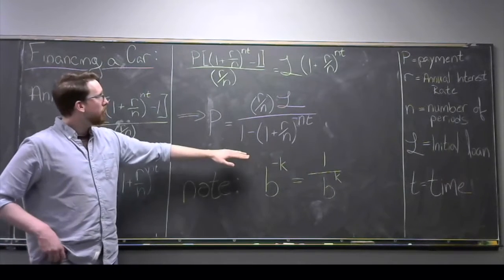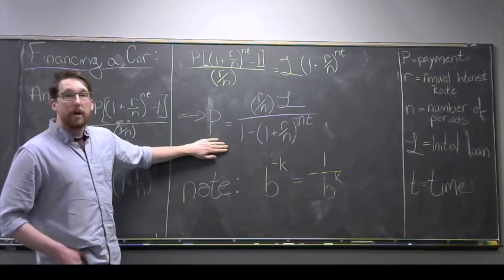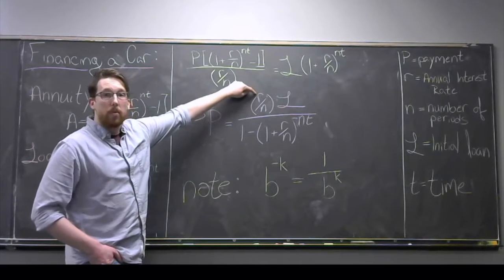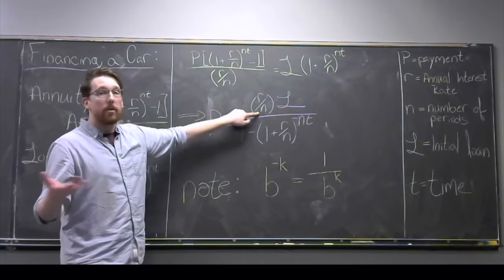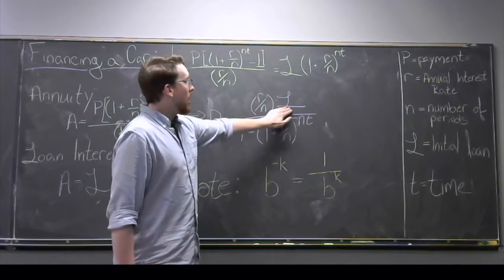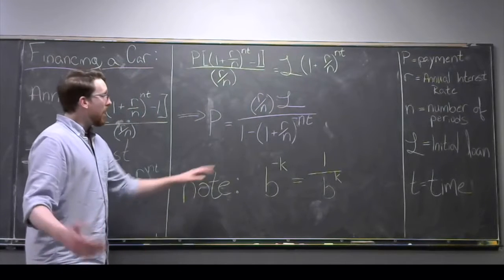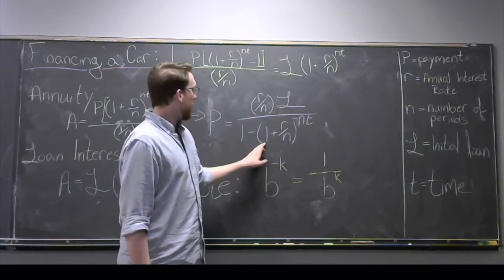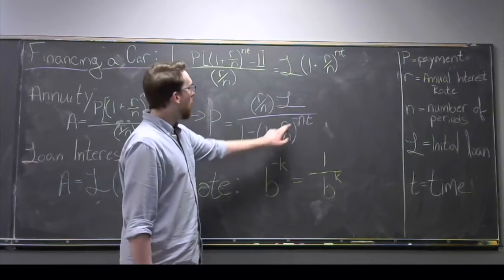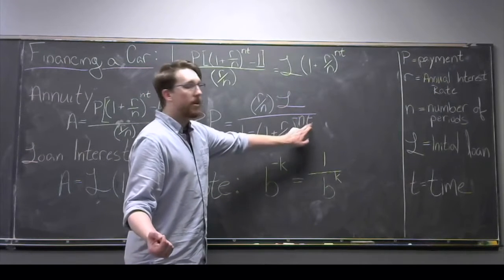You run through it, do all the algebra. What we come to is that the payment on a car loan is going to be equal to the rate of the loan divided by whatever the period of payment is, the yearly periods, times the initial loan amount, divided by 1 minus the quantity 1 plus r divided by n, again, all raised to the negative n times t power.